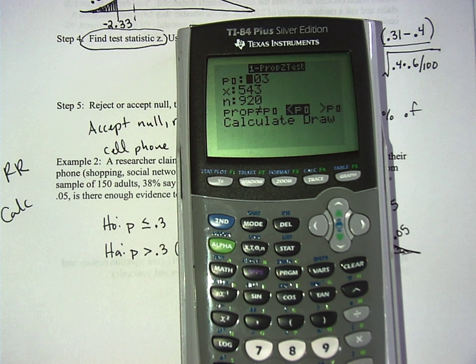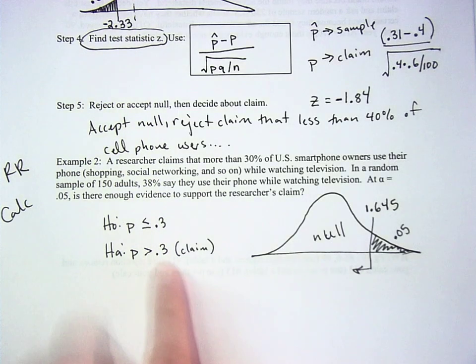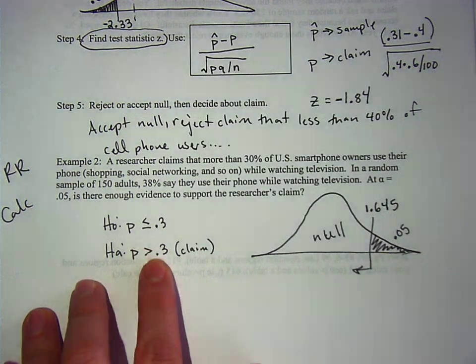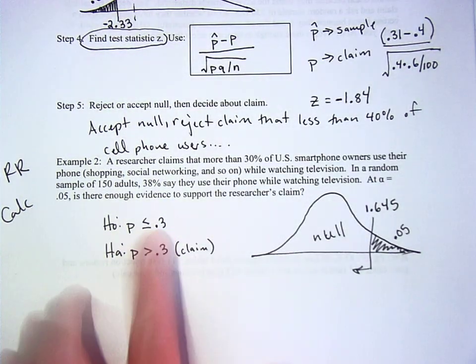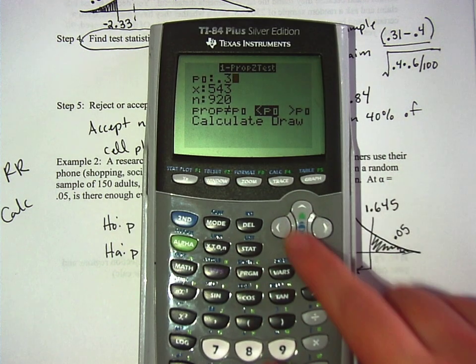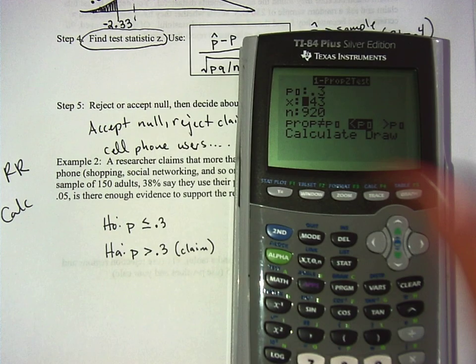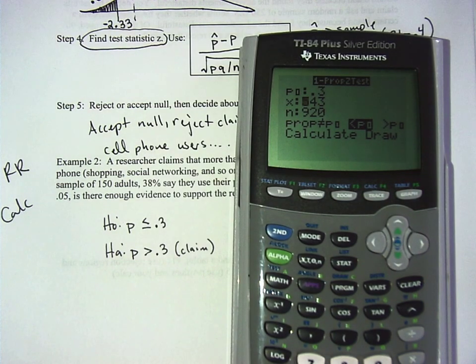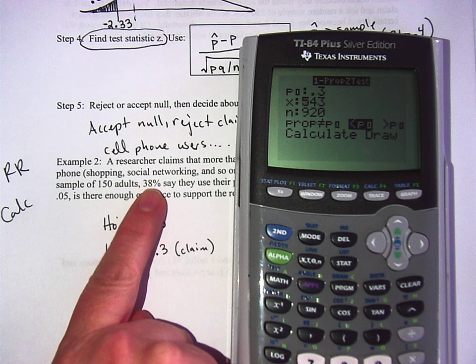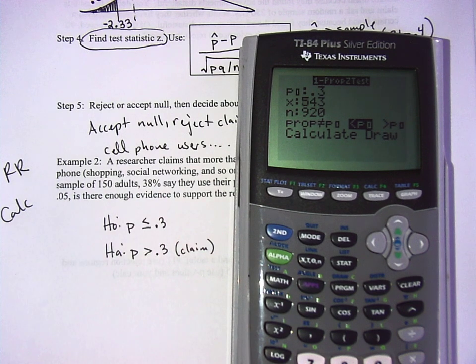All right, P sub O, what should I write? 0.3. What is P sub O? P sub O is our null P. So 0.3. X is out of how many you have for success. It doesn't tell us on here. We have to figure it out ourselves. How do we figure out what 38% of 150 is?